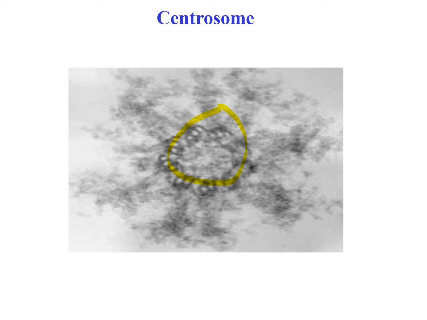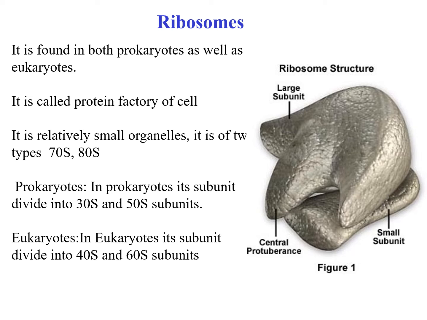You can see this is a ring-like structure. This is the centriole. That's a microscopic view, and this is called the ribosome. Ribosomes, as you all know, are present in both prokaryotes and eukaryotes. It is called the protein factory of the cell. It is a relatively small organelle. It is of two types: one is 70S, one is 80S.